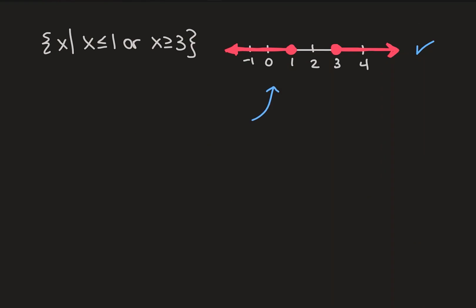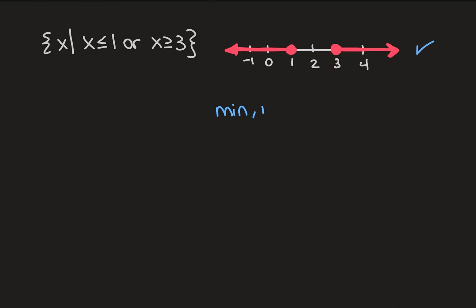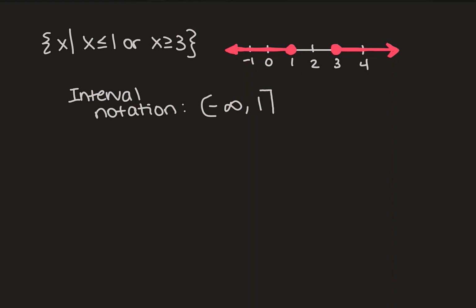Now, how do we write this solution in interval notation? We have to find the minimum and maximum for the region on the left side. Then for this break, we will use the union symbol, and then we write the minimum and maximum for the region on the right side. So our minimum for this side will be negative infinity and a maximum at 1. Negative infinity gets a parentheses and 1 gets a bracket. Then a union for the gap. And a minimum for the other side will be 3 with a bracket and the maximum at positive infinity with a parentheses.